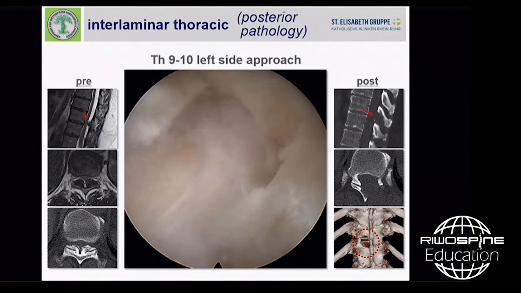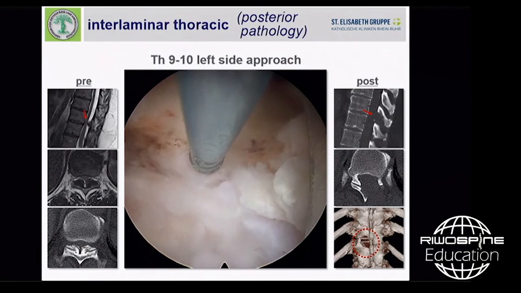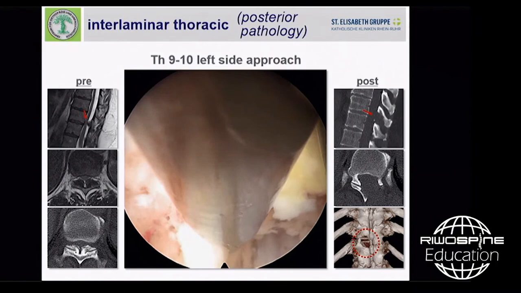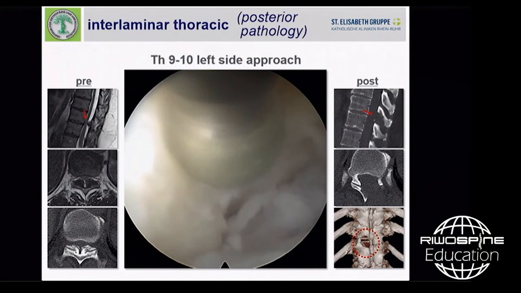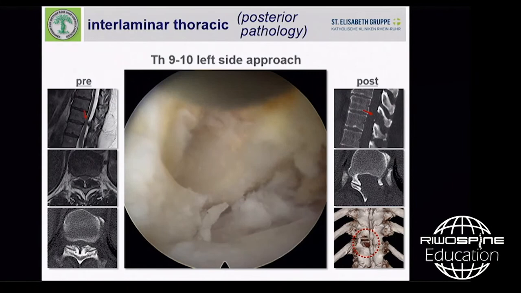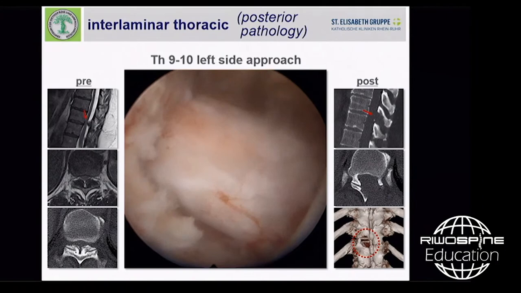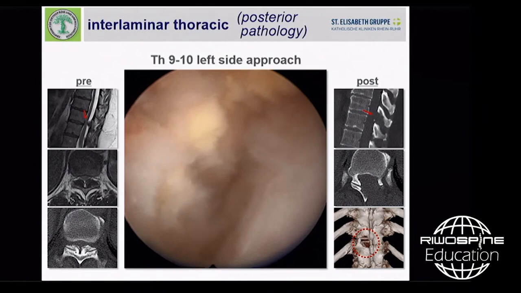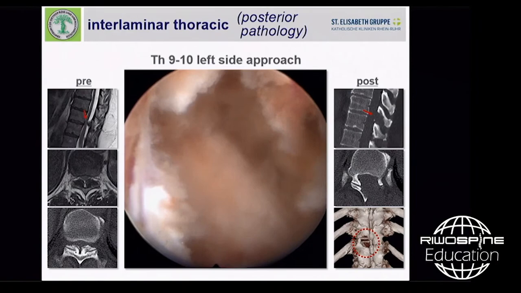So after the ipsilateral decompression, you go over the top to the contralateral side and resect the flavum ligament or the bone or whatever you have there. Here's the joint from the opposite side, and then you have the completely decompressed thoracic myelon, for example. Now, with a unilateral approach and bilateral decompression.